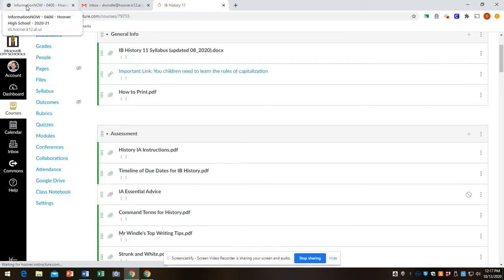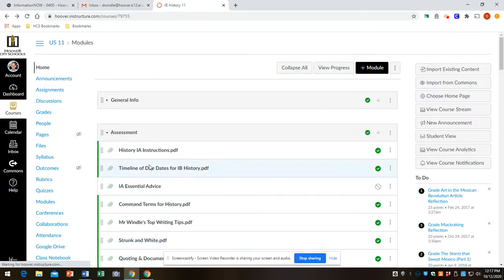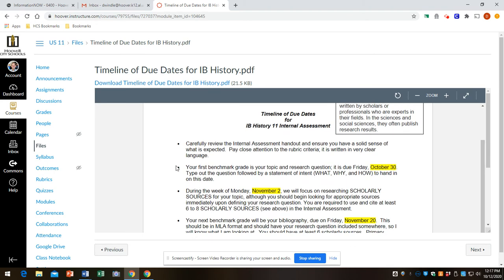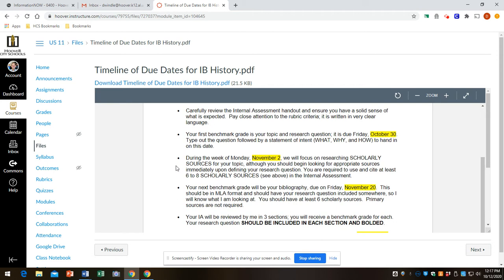Now, let's look at a timeline of due dates, which is the second item in the module. So the first thing due is due a week from this coming Friday. It's Friday, October 30th, and it's simply so you'll do the paper in stages, and you'll turn it in, and I'll review it and give you feedback to make it better. And each of these benchmarks has a grade associated with it.